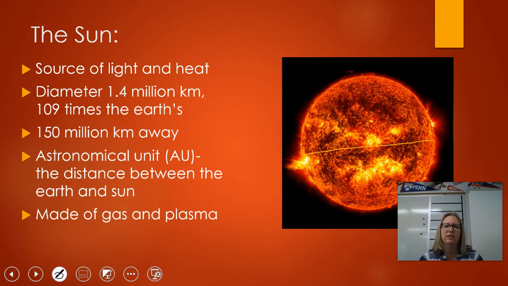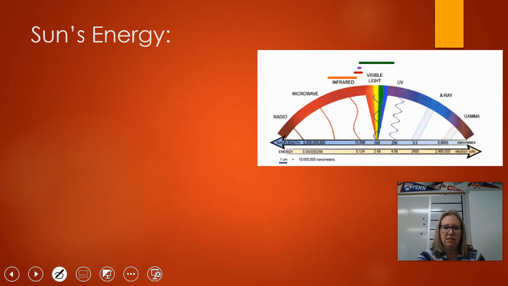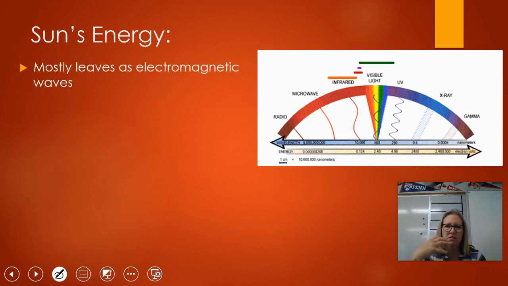Okay. The sun is not solid, it is gas, mostly gas. And some of that gas actually gets hot enough and becomes charged to become plasma, which is another state of matter. Okay. So most of the energy that leaves the sun leaves in the form of an electromagnetic wave. Light is included in that.